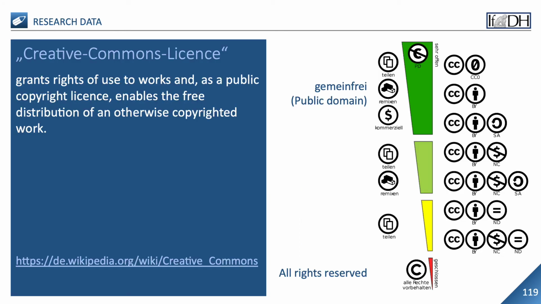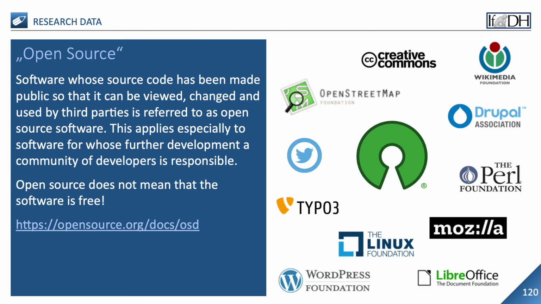Since the digital humanities are dependent on data, and as a humanities discipline have no money for acquiring rights, the community attaches great importance to Creative Commons licenses. These grant the rights to use works and, as a public copyright license, enable the free distribution of an otherwise copyrighted work. The same applies to the source code of software. Software whose source code has been made public so that it can be viewed, modified and used by third parties is referred to as open source software. This applies especially to software for whose further development a community of developers is responsible. However, open source does not mean that the software is free.